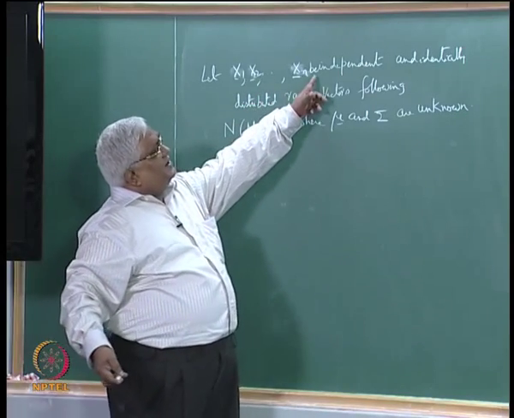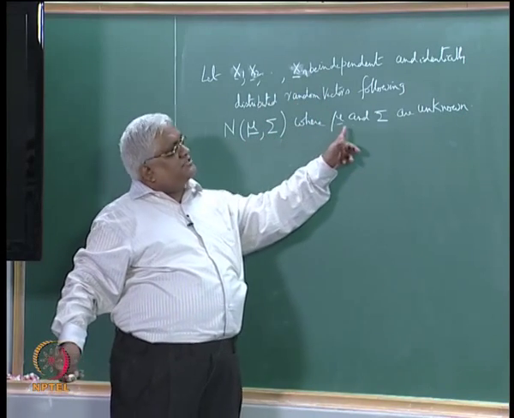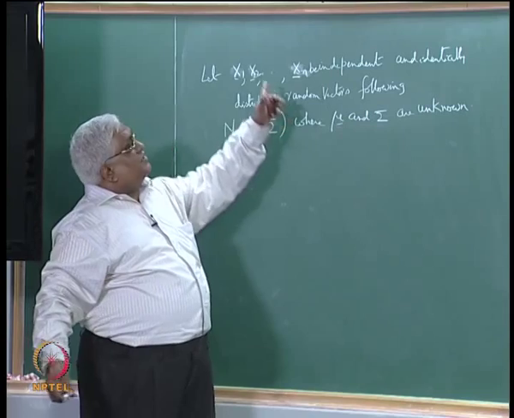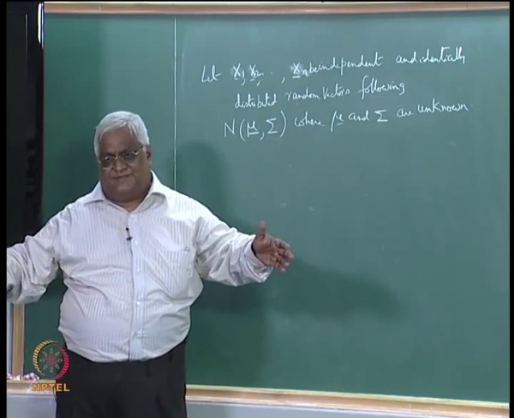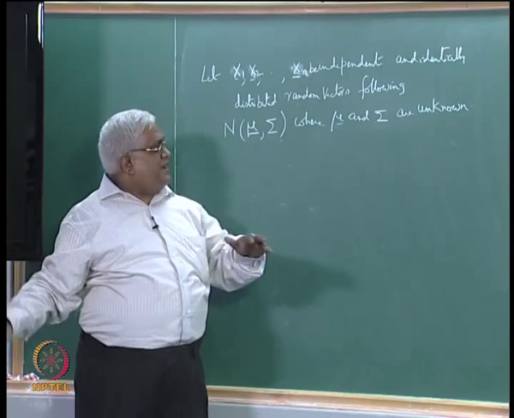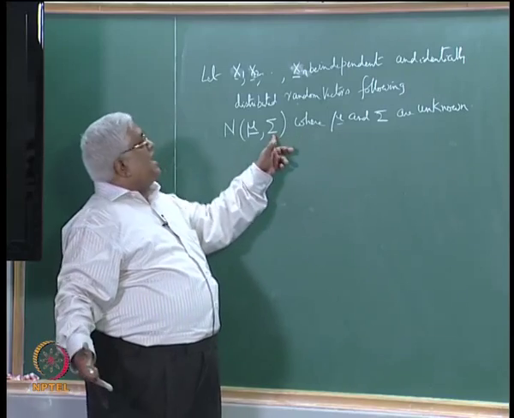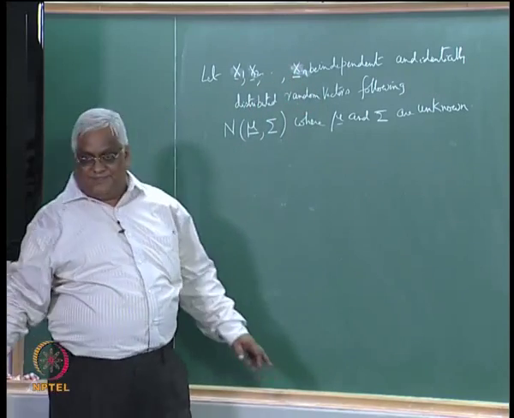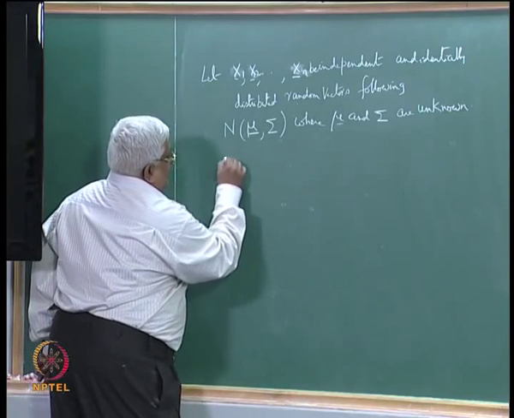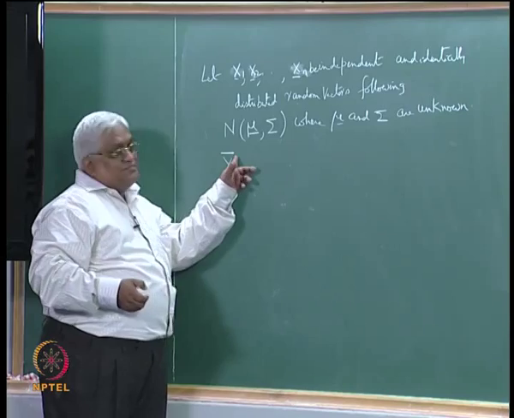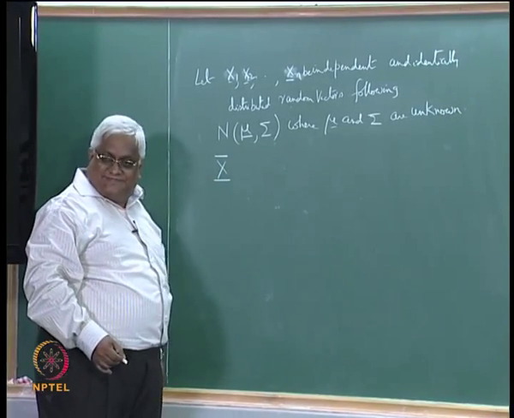So, independent and identically distributed random vectors following this, but mu and sigma are unknown, and we have some realization of this. Then how do you estimate the mean mu and variance covariance matrix sigma on the basis of this? The answer is, you write x bar. This bar denotes the mean, and this bar denotes the vector.